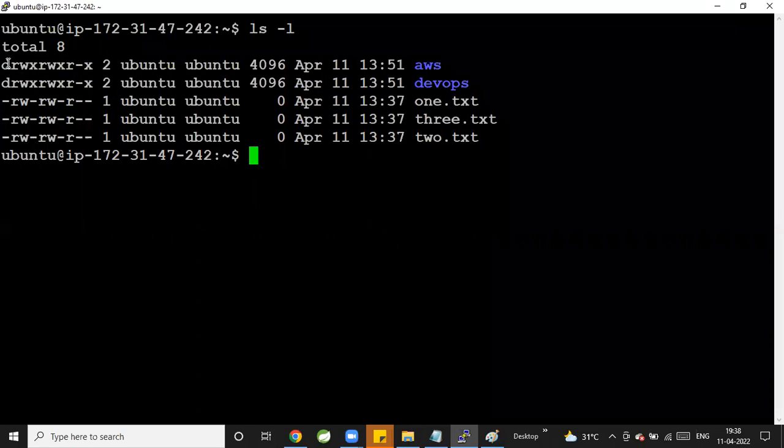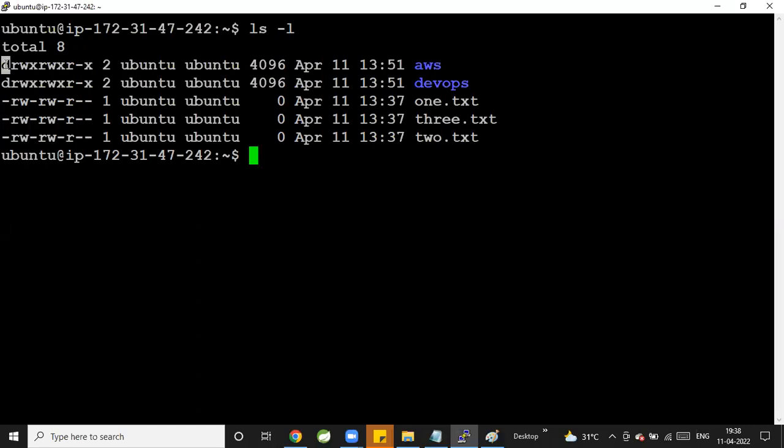First character d, what does d mean? Why is this d available? It is representing that it is a directory file. Then rwx, first section rwx, second section rwx, third section rwx. Understood? User having all 3 permissions. Group is having all 3 permissions. Others having read and execute, no write permission.